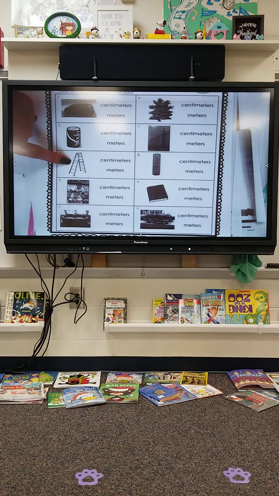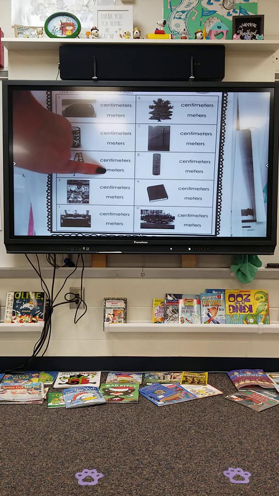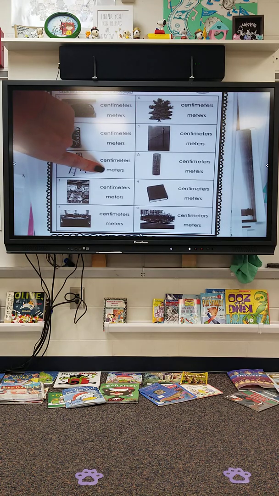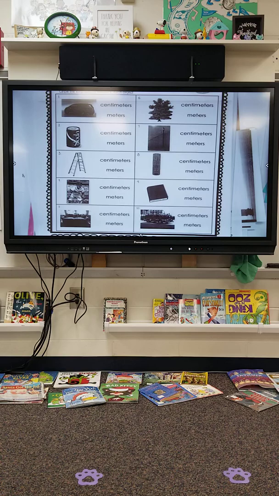Let's look at number 3. We have a ladder, something that I would climb on to put our work out in the hallway on our wall. Would I want to measure a ladder using centimeters or meters? Think about your answer there. So what do you think? I hope on your paper at home you circled meters, because a ladder is large, it's long, and it's tall. And we would need a taller meter stick to help us measure that.